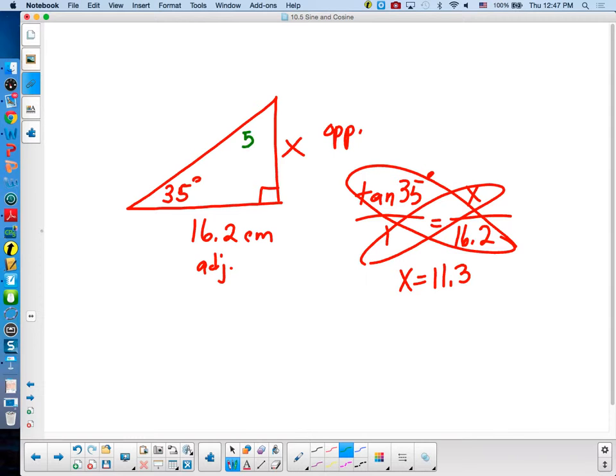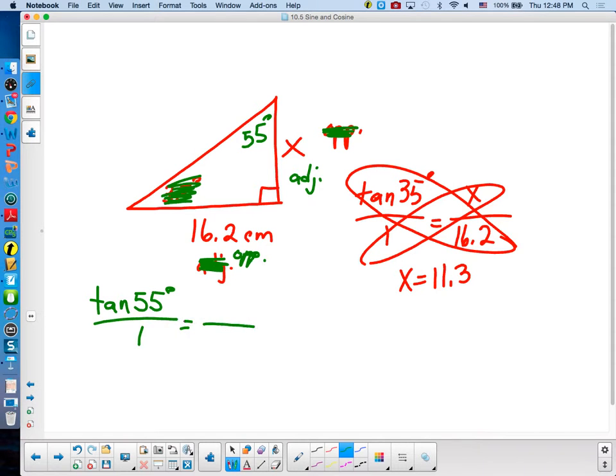Okay, what if I gave you that angle instead of the 35? How would that change the problem? Would it still be tangent? Wouldn't this be the opposite now? You would know the opposite, and you'd be looking for the adjacent. Would it still be tangent? Yeah, opposite and adjacent. So we would still do tangent of 55.